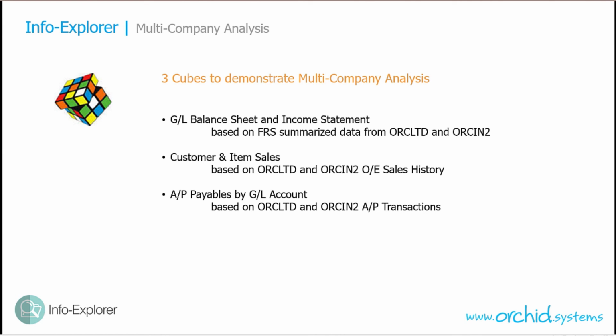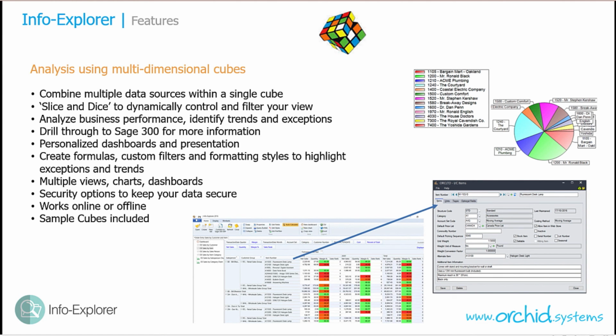Using these three cubes, GL, balance sheet and income statement, customer and item sales, AP payables by GL account, we have seen that you can use Info Explorer for multi-dimensional cubes across multiple companies. We've seen how we can slice and dice the data across multiple companies and analyze our data, identifying trends and exceptions. We've seen how you can drill through to Sage 300 for more information on the transactions and the master files and their summary information.